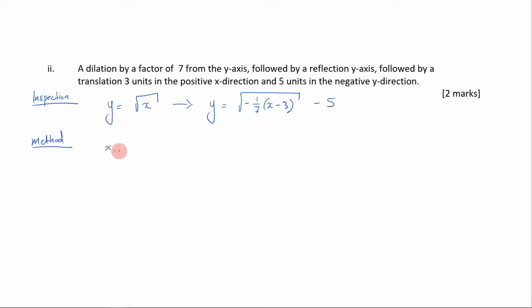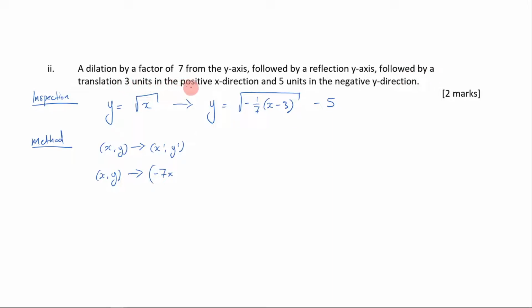All right, so if I'm doing it by the method, I'm starting with a point and I'm going to my new point, which I'm calling x dash y dash. Now, this new point is going to be dilated by a factor of 7 from the y. So that means it's going to affect my x. So it's going to be 7 times x, and is also reflected in the y-axis. So that means I put a negative in front of my x. Remember that dilations and reflections affect the x value, and that's why I'm putting it next to the x there.